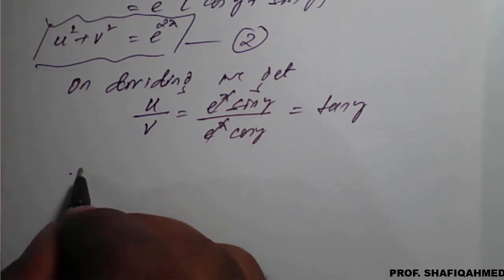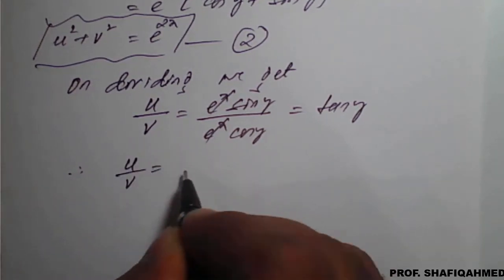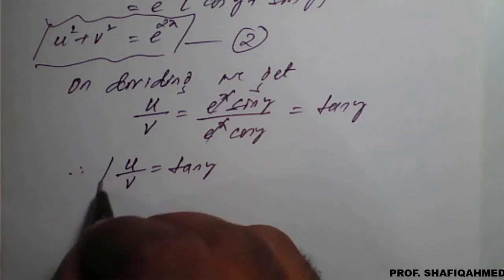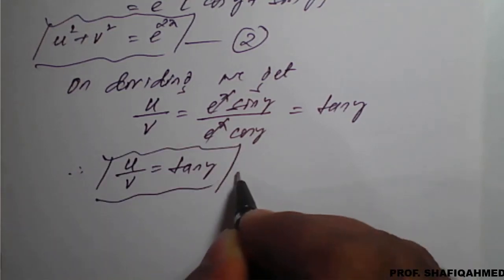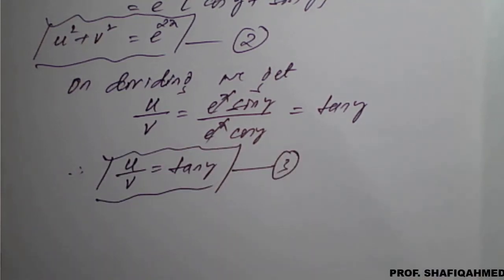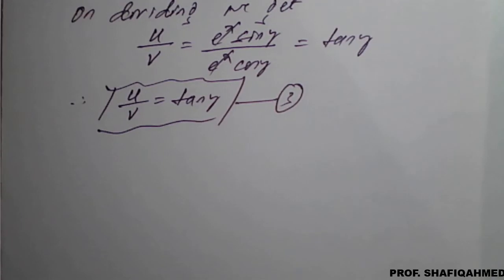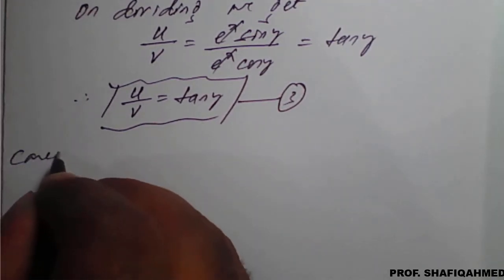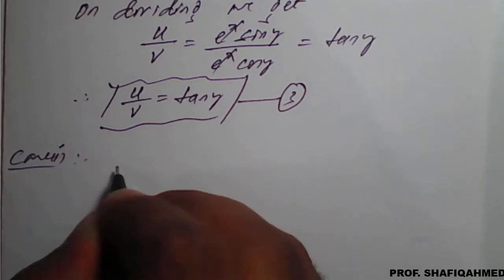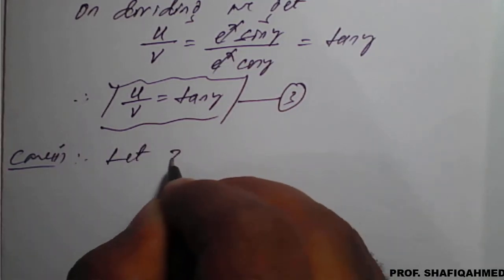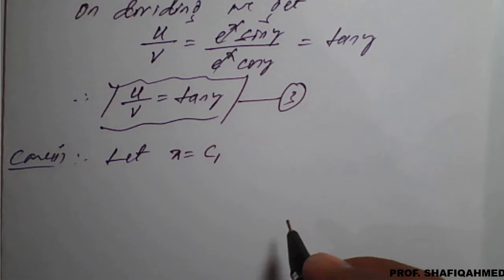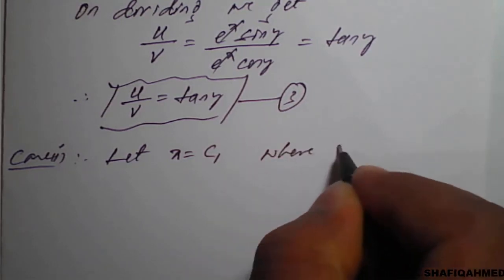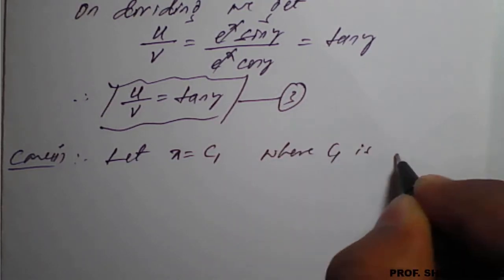Therefore, u divided by v is nothing but tan of y. So this I will give as equation number 3. So now, by referring to 2 and 3, we have to decide what happens in the W plane. So for that, we have to take case 1. So case 1 is, let x is equal to constant C1, where C1 is constant.